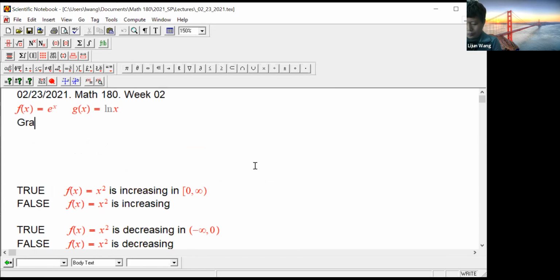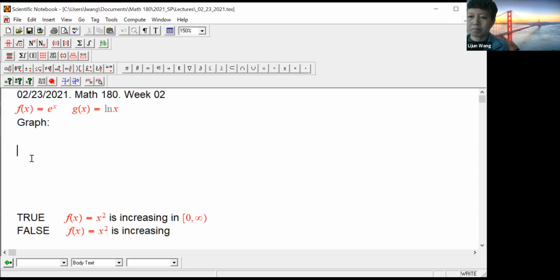Graph. Okay. I have assumed none of you have graphed this one. Am I right?